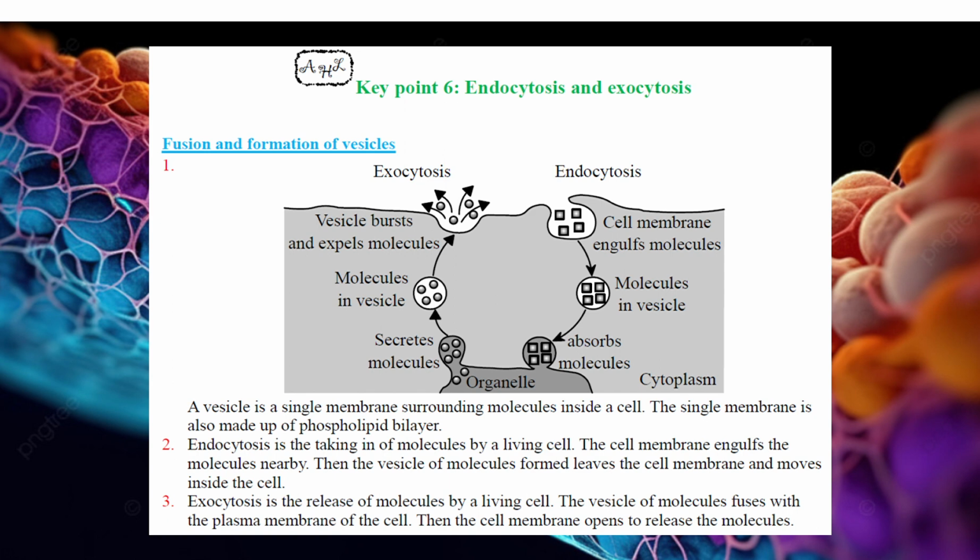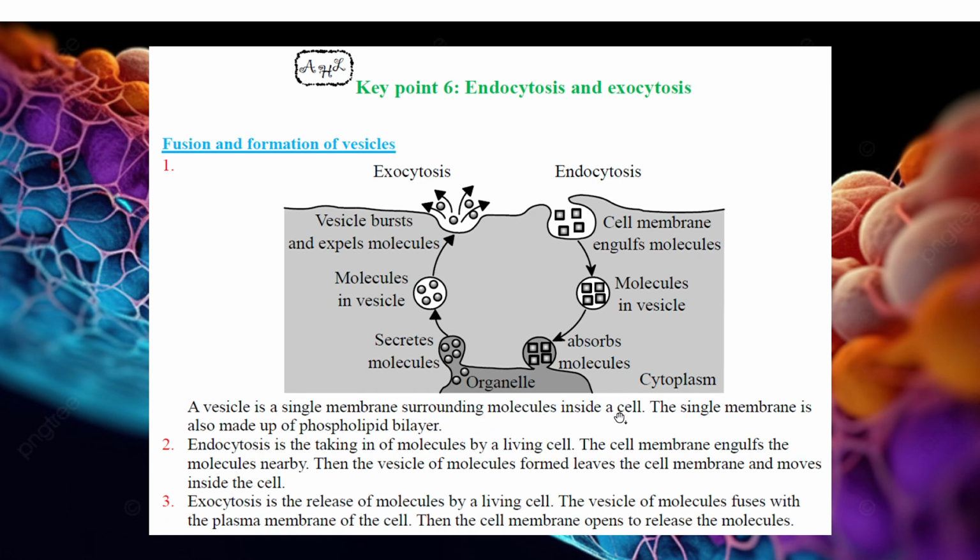And then we talk about how transport, how the membrane helps to transport material into the cell and out of the cell. Into the cell, we call it endocytosis. Moving material out of the cell, we call it exocytosis. And both are through vesicles.